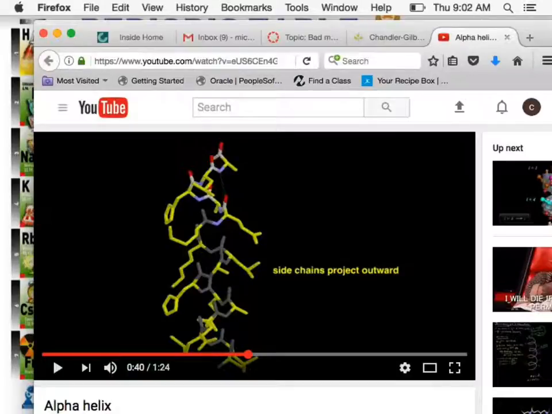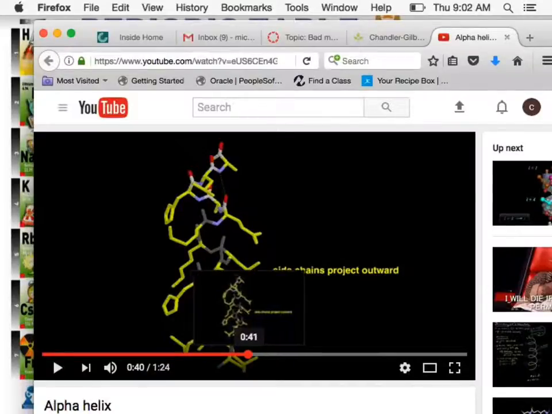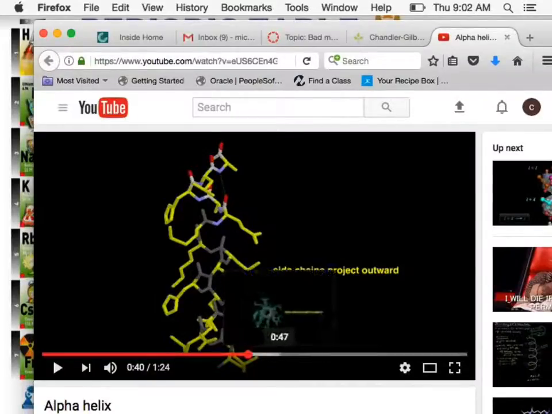Okay. Here's an interesting feature. Where are all the R groups? They're all projecting outwards. Okay. Could they potentially project inwards? Where's the image I want?